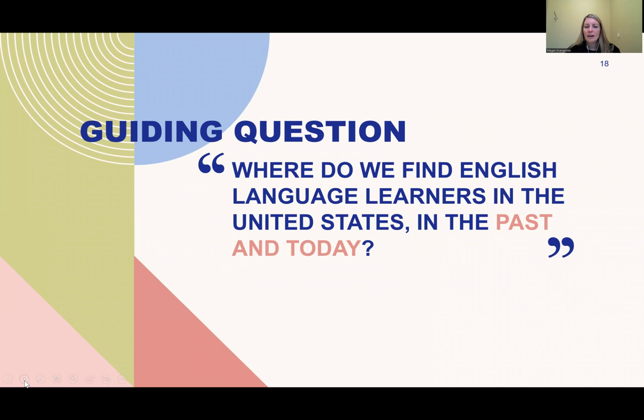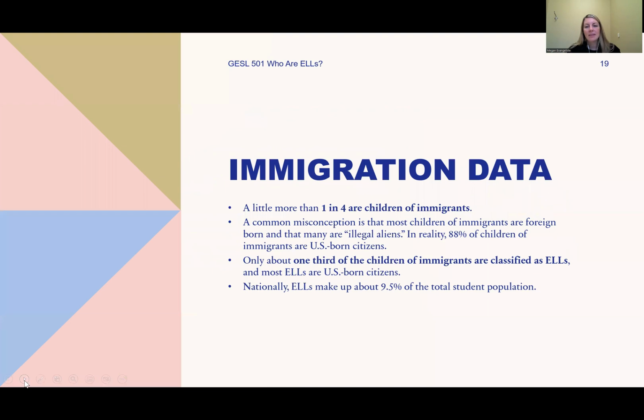Our next question is, where do we find English language learners in the United States in the past and today? Another interesting fact is that a little more than 1 in 4 children are immigrants in the United States. A common misconception is that most children of immigrants are foreign born. Also in the text, they use this term that they are illegal aliens. I'm sure you've heard that in your time. In reality, 88% of children are born in the US. So they are US citizens.